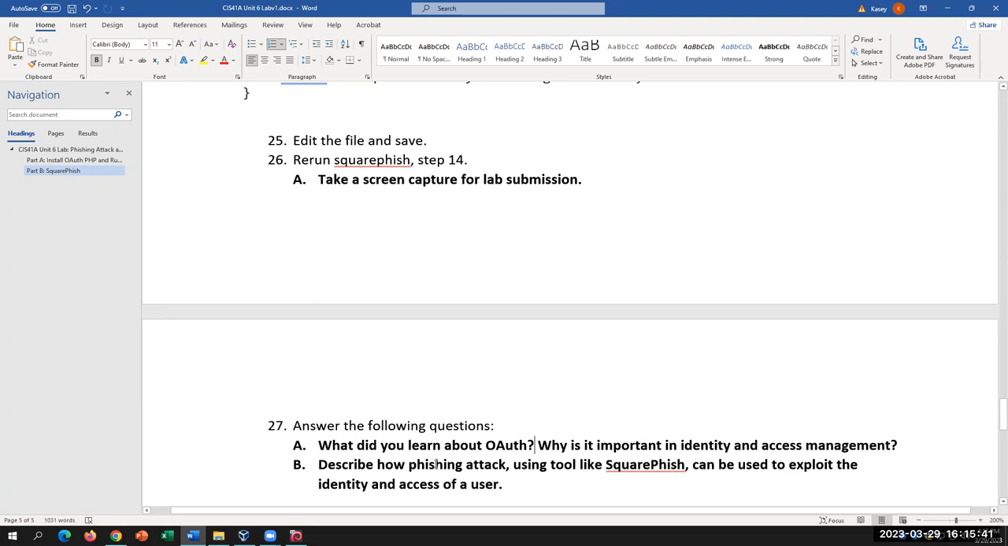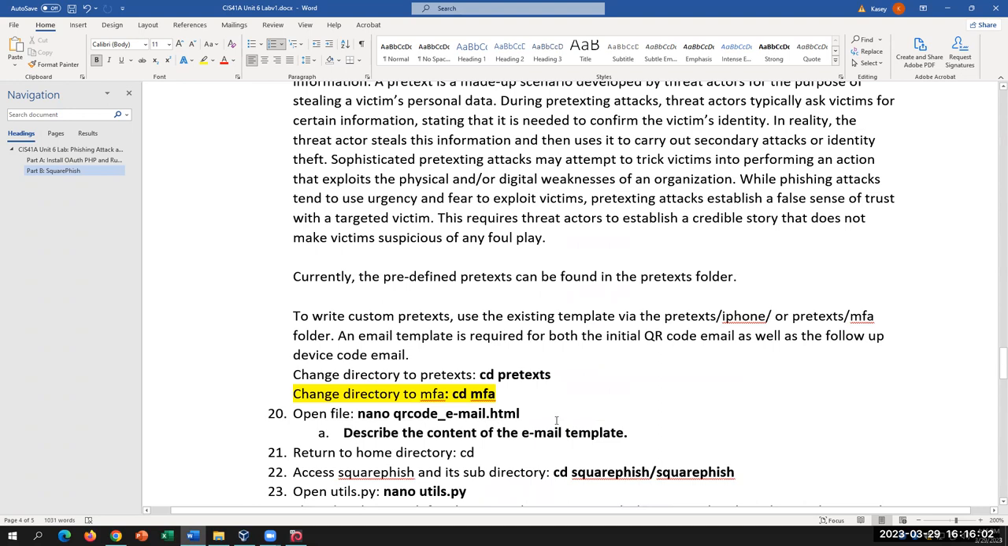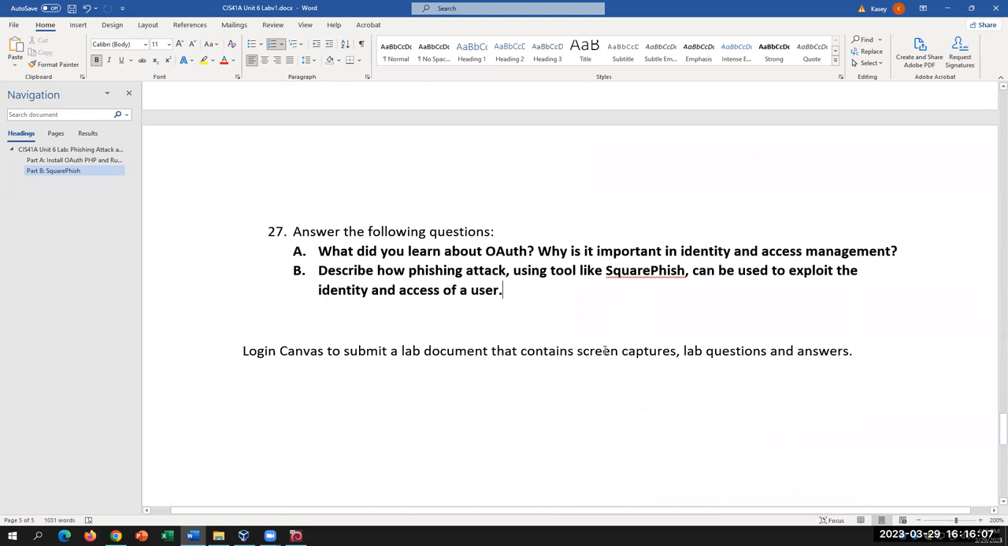Describe how a phishing attack, like using Squarephish, can be used to exploit the identity of the access. So what is Squarephish doing? What are we trying to do with Squarephish? What are we trying to get from the user, and how are we getting it from the user? Read the section in the lab. Scroll back up and look. I put down what Squarephish does. What are the steps in obtaining the credential with Squarephish? Once you answer these two questions, you can save and then submit.